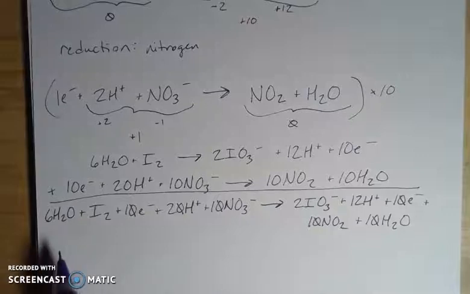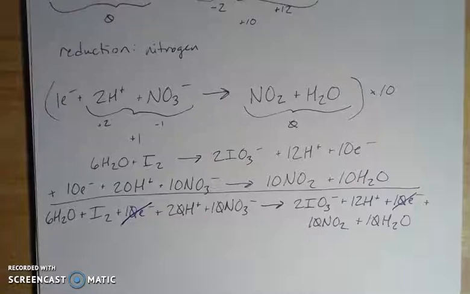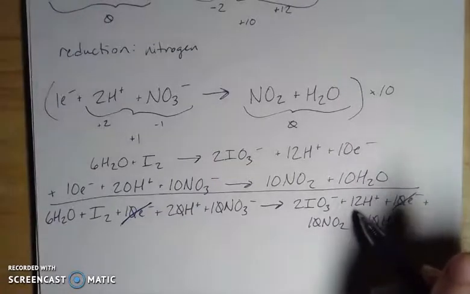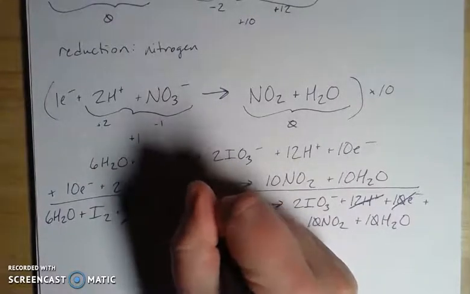All right, so what can we get rid of? Well, we can get rid of the things that are the same on both sides, so we can for sure get rid of my electrons. And what else can we get rid of? Well, I have 12 hydrogens on this side and 20 hydrogens on this side, so I can get rid of 12 of these, and that leaves me 8.